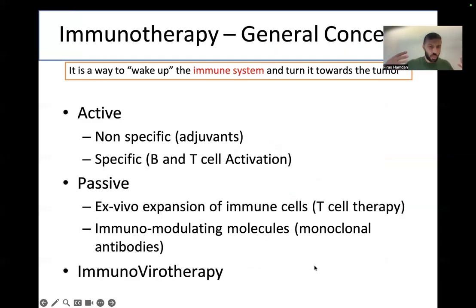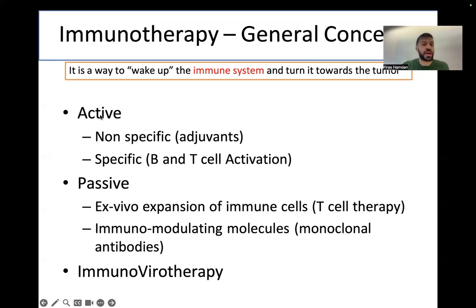So when it comes to immunotherapy, there's different types. There's active, passive, and then there's immunotherapy. I'm going to concentrate right now on active and passive. Active immunotherapy basically means that in some way you're activating your immune system to induce an immune cycle. So it's active.